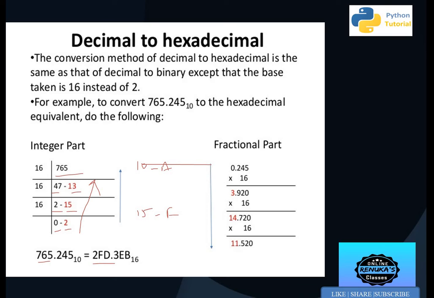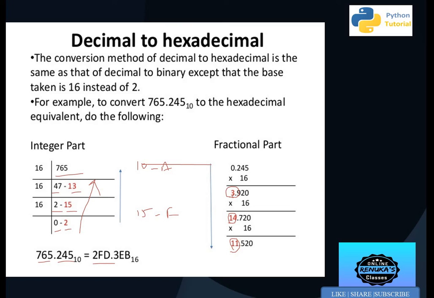Now for the decimal part, that is 0.245, this is the fractional part. So 0.245 multiplied by 16, because we want to convert decimal to hexadecimal. Take the integer part only, that is 3. Then again multiply by 16, take the integer part, that is 14. Again multiply by 16, take the integer part, 11. You can multiply more, but because we need 3 digits after the decimal, we are multiplying 3 times, and we will take it as 3, E is 14 and B is 11.